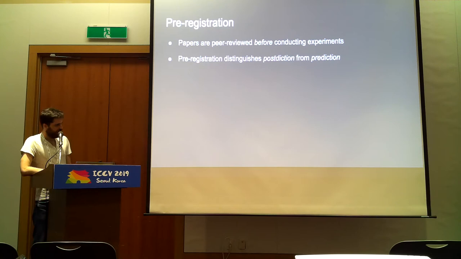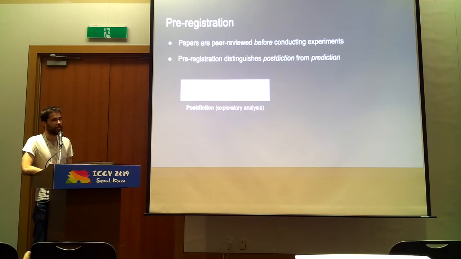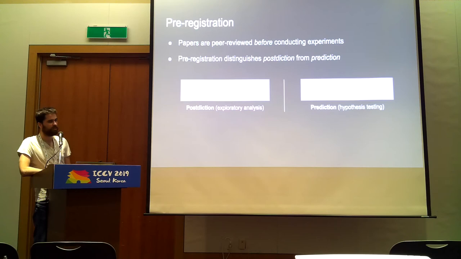In a nutshell, I guess the main point is just having papers be peer reviewed before experiments, and there are probably lots of variations, but this is the core. But it has a significant effect because it really allows you to distinguish postdiction from prediction. Postdiction is the problem of trying to retrofit a narrative to what you've observed. So you observe and then make a hypothesis. Now, this can be useful for exploratory analysis, but you cannot support extremely conclusive results and knowledge on just that. So you need to turn it around and first come up with a hypothesis, and then get the observations that you need. And this is prediction, which is hypothesis testing, which can be much more certain.